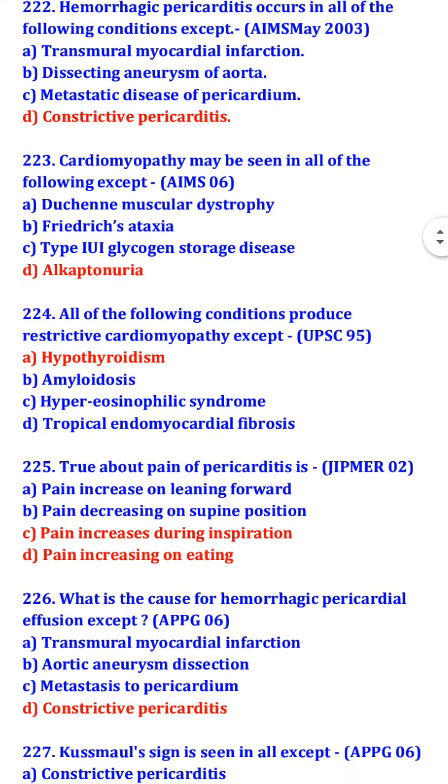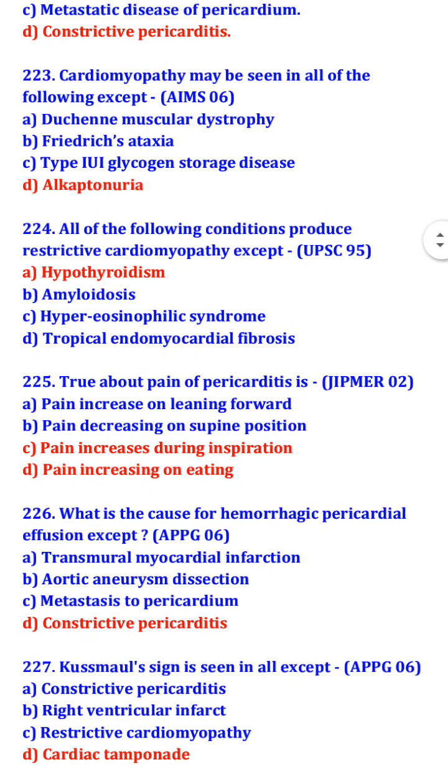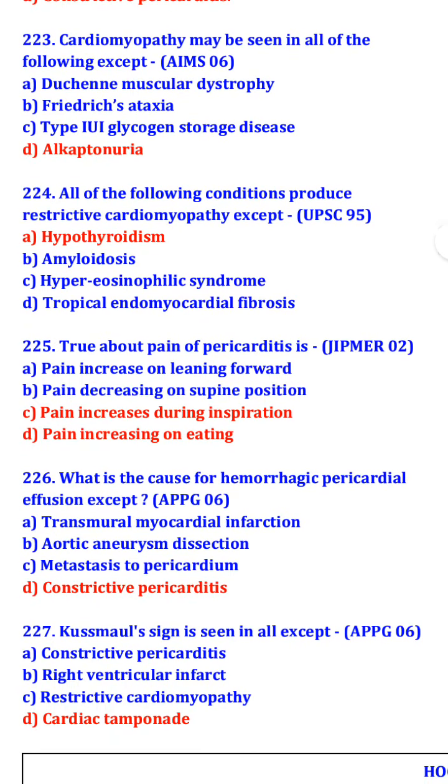All of the following conditions produce restrictive cardiomyopathy except hypothyroidism. So, amyloidosis, hypereosinophilic syndrome, and tropical endomyocardial fibrosis produce restrictive cardiomyopathy. True about pain of pericarditis: pain increases during inspiration and pain increases on eating.